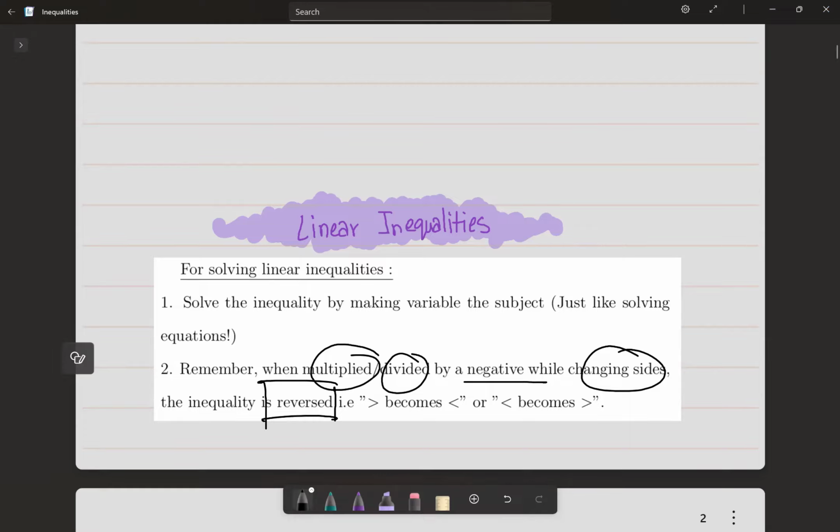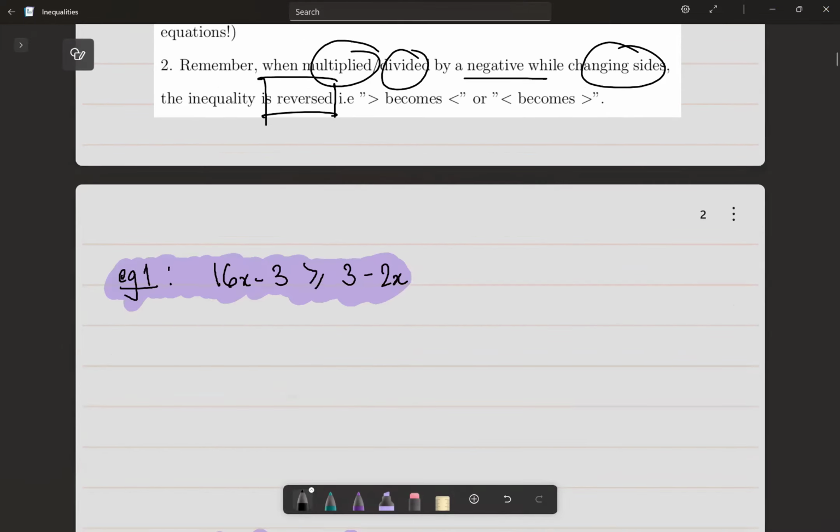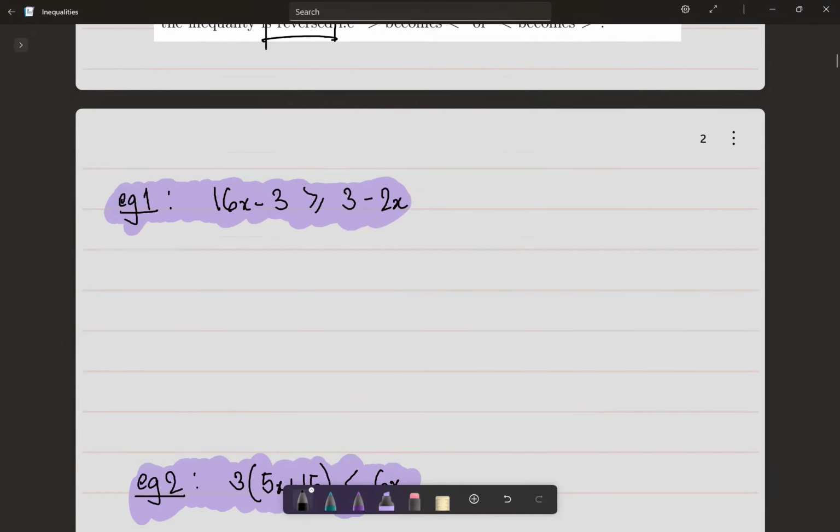If we take a look at a few examples, this is the first example at hand: 16x minus 3 is greater than or equal to 3 minus 2x. How do we solve it? We know that we have to bring the variables to one side. So we write 16x plus 2x is greater than or equal to 3 plus 3. So we get 16 plus 2, which gives us 18x is greater than or equal to 3 plus 3, which is 6.